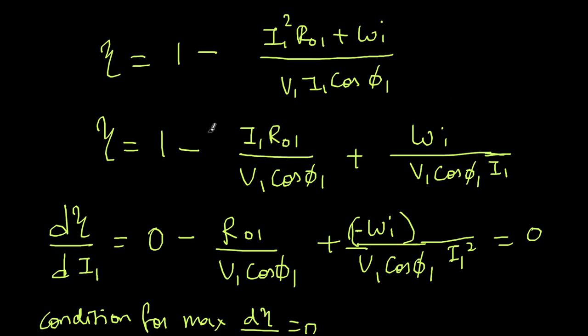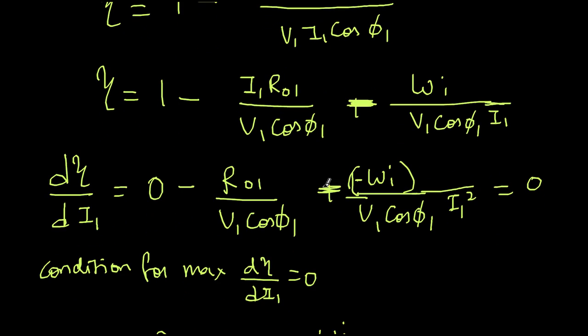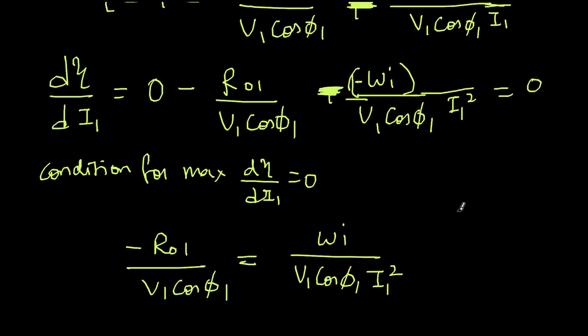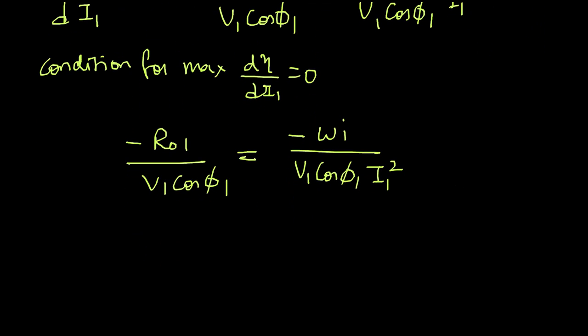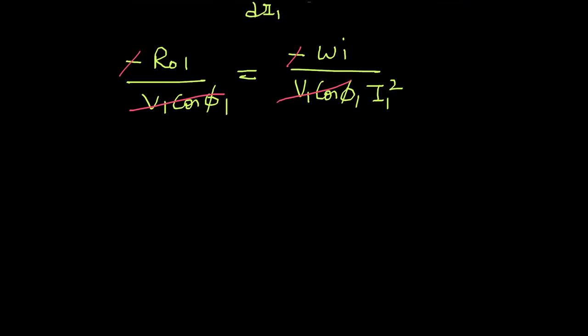By the way, you should be careful. This minus will apply to this plus also, so here there will actually be a minus, because this minus will apply to this term also. Then minus into minus becomes plus, and when it goes to the other side, it becomes minus again. Now if I cancel out these terms, this term will get cancelled out, the minus will get cancelled out, and I1 square will go to the other side. So finally I get I1 square R01 is equal to Wi.